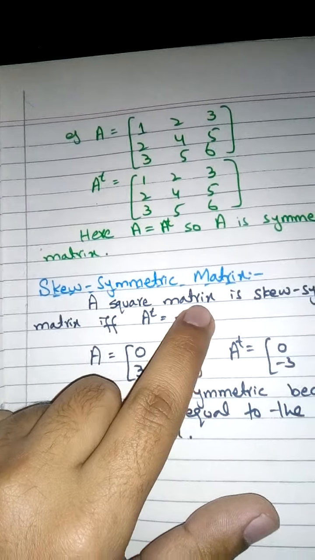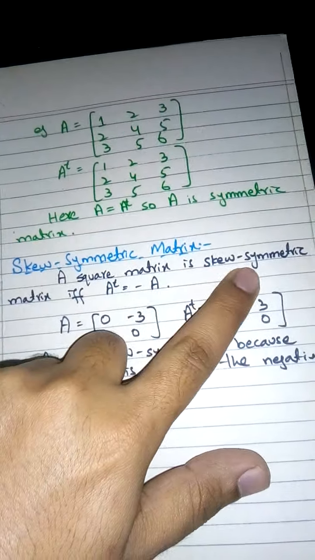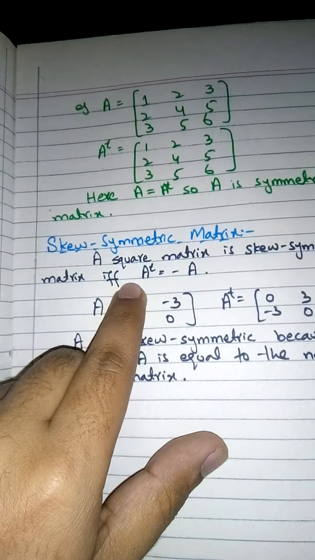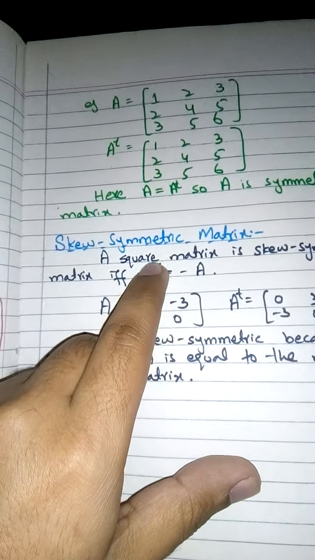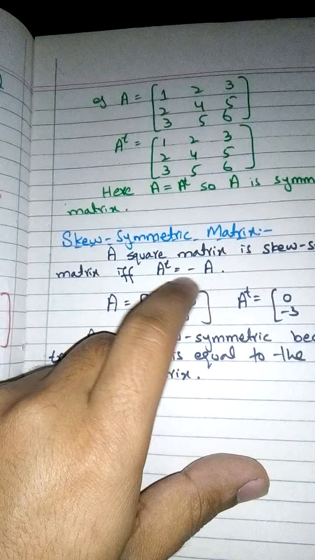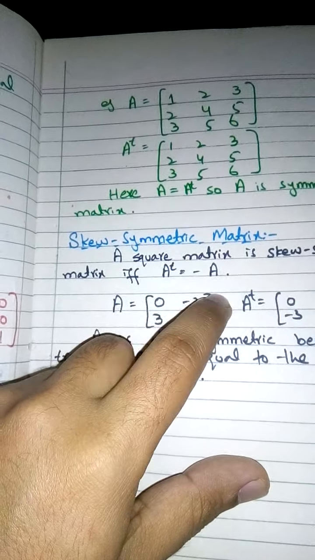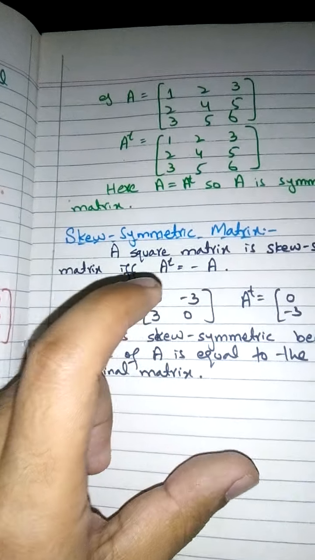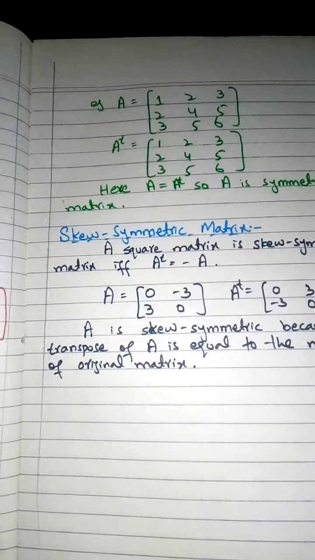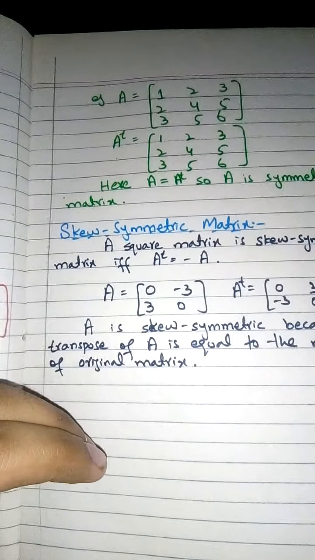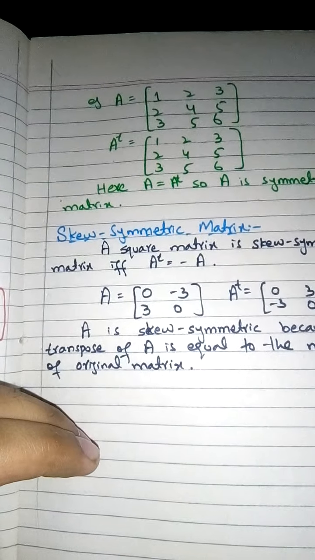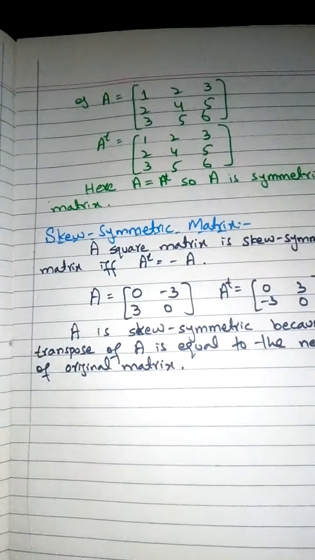Now what is a skew symmetric matrix? A matrix is skew symmetric if and only if the transpose of the matrix is equal to the negative of the original matrix. That is, the sign must be changed for all elements. If the first element is positive, then in the transpose it must be negative. The number is the same but with a negative sign.